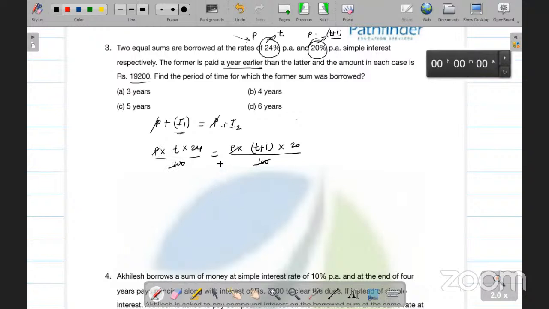Principals cancels out. All you get is 24t is equal to 20 multiplied by t plus 1. And if you solve for t, you will get the value of t as 5. I hope this part is clear to all. And your answer, the correct answer here will be 5 years. Let's look at the next question.